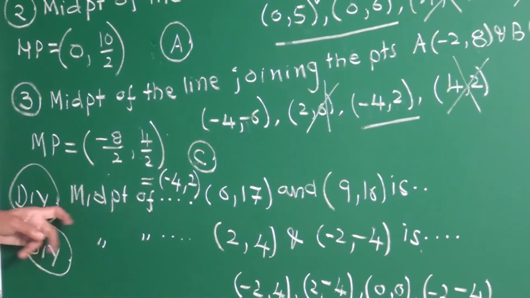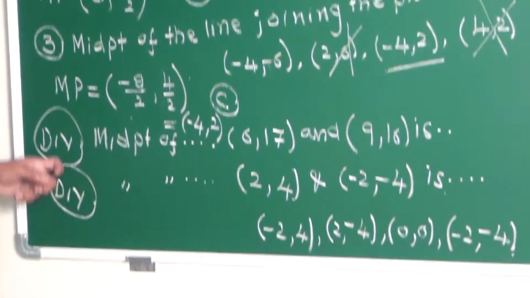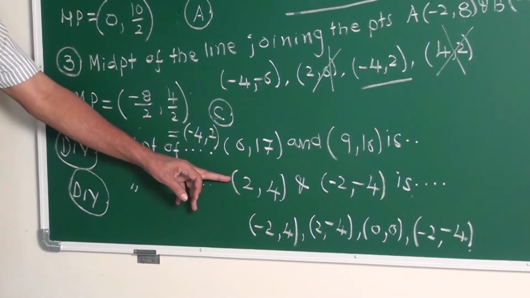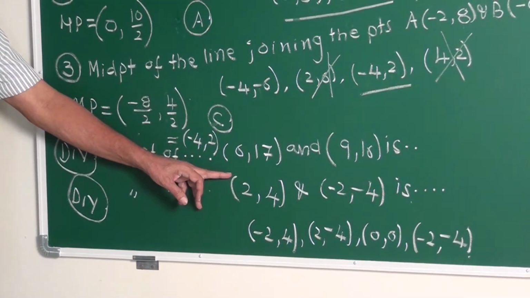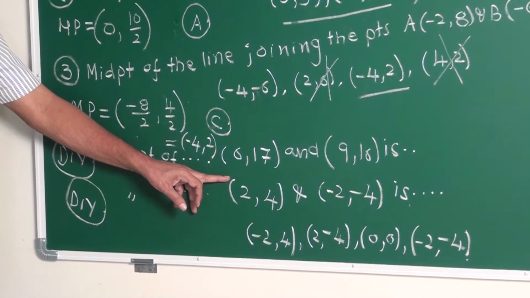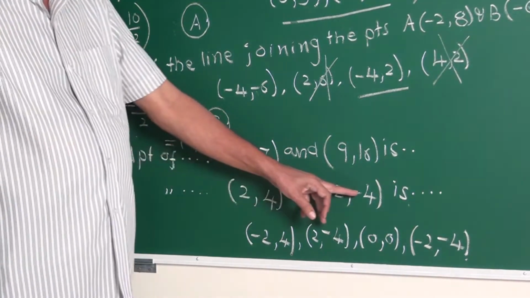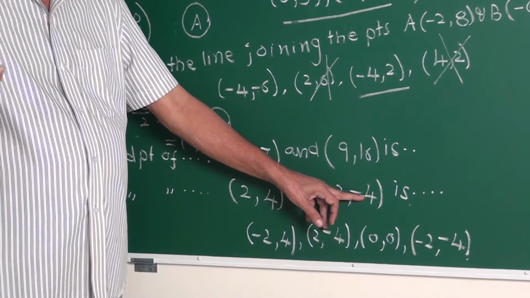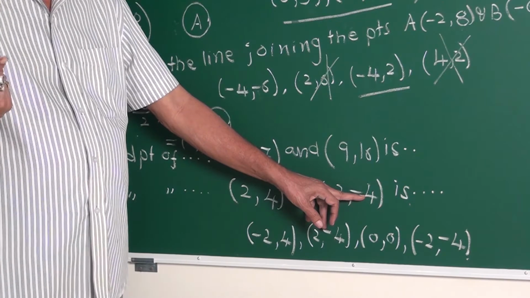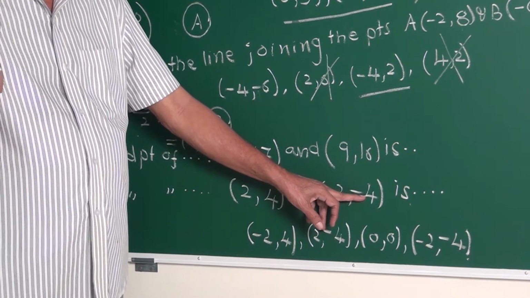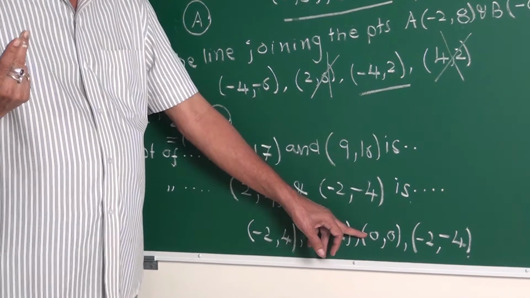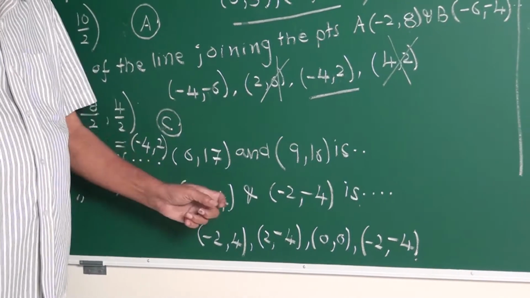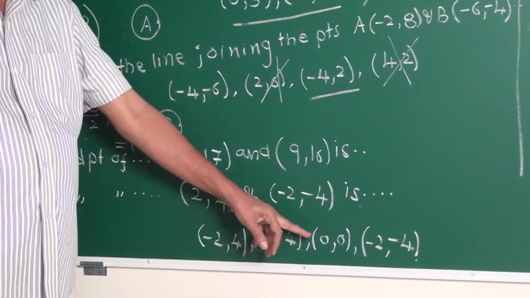Same type, my friends. These two examples, you try yourself. They will give such examples, my friends, because these are simple, direct questions. See, (2, 4) and (-2, -4). What about these two? Their coordinates are opposite, plus and minus. Same coordinates with plus and minus means what is your answer? (0, 0). Direct. Your brain must be set for such things. Immediately you must catch and mark.